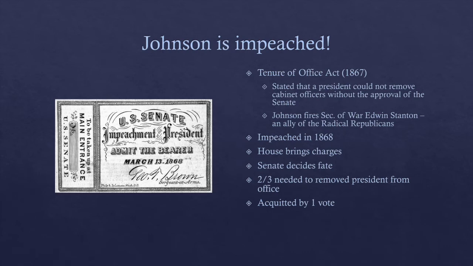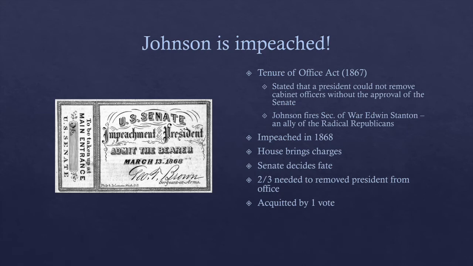Concerned about Johnson's control of the executive branch, Congress passes the dubious Tenure of Office Act in 1867, which in short stated the president could not remove members of his cabinet without congressional approval. Johnson disagrees with this law. Congress is concerned that Johnson might try to fire one of their allies, Secretary of War Edwin Stanton, a holdover from the Lincoln administration. Sure enough, Johnson fired Secretary Stanton. For this, the House of Representatives impeached Johnson.